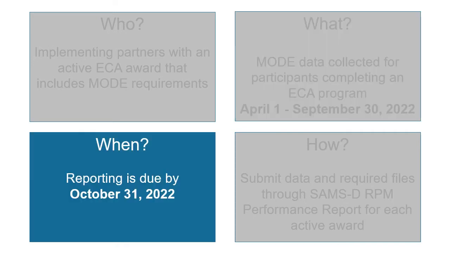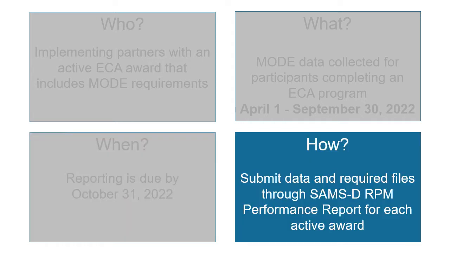All MODE reporting is due on October 31st of this year. And lastly, MODE data should be submitted through the SAMS Domestic RPM module using the RPM Performance Report. Implementing partners should complete an RPM Performance Report for each active award or renewal with MODE requirements.